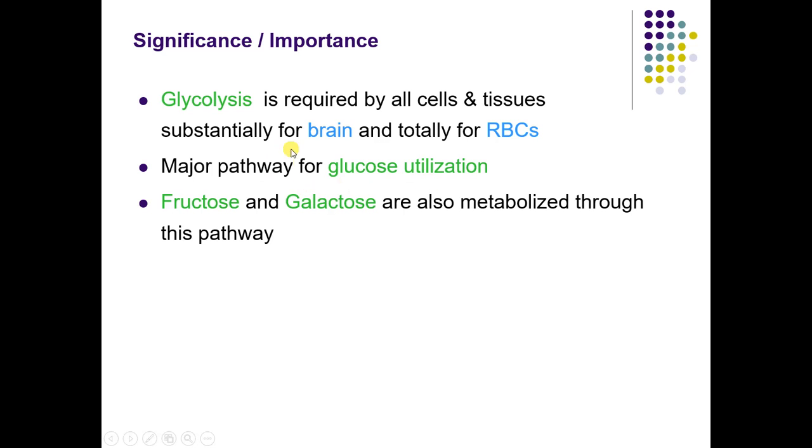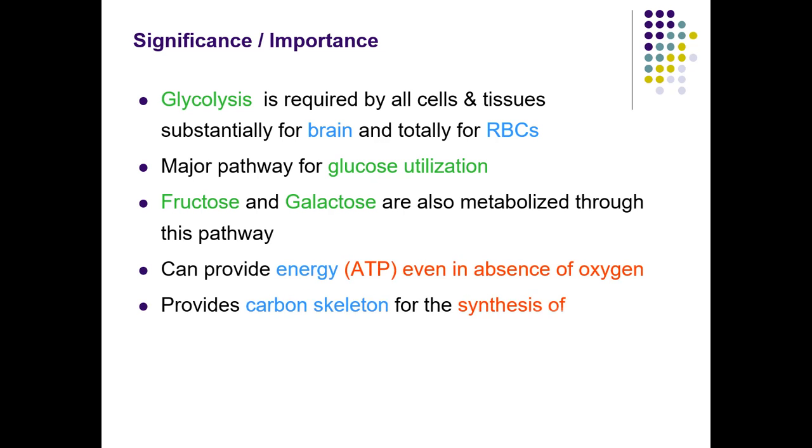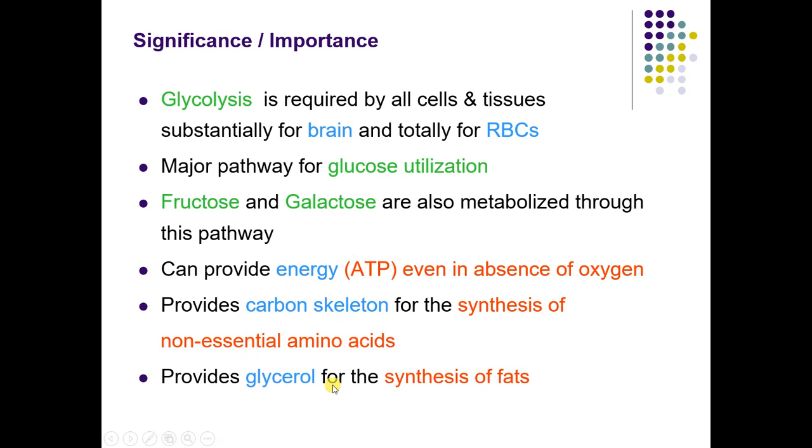How will the glucose be utilized? Fructose and galactose are also metabolized through this pathway. It can provide energy, or ATP, even in the absence of oxygen. Whether oxygen is present or not, there will be production of ATP, adenosine triphosphate. It also provides the carbon skeleton for the synthesis of non-essential amino acids. Glycolysis also provides glycerol for the synthesis of fats, because you need glycerol for the synthesis of fats.